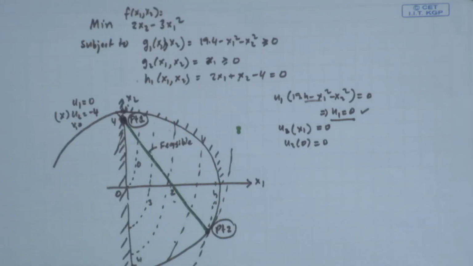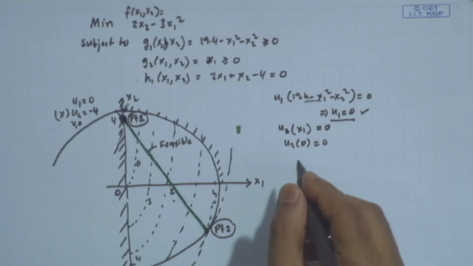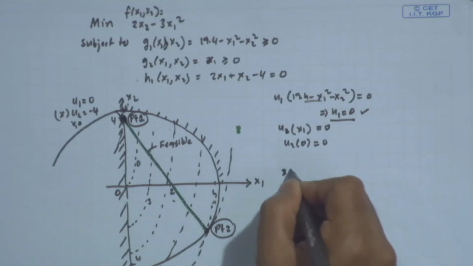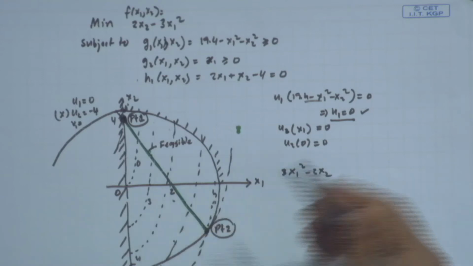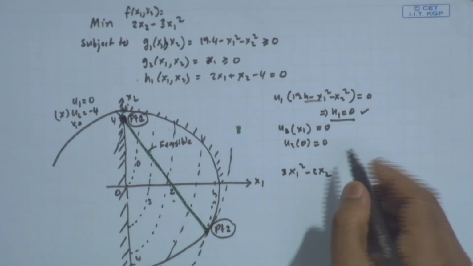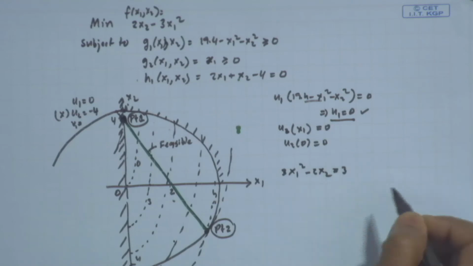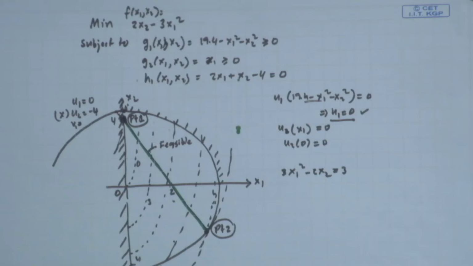Okay? Now, in order to find graphically which is the maximum point, you need to be able to draw the contour of the objective function. So what is the objective function? It's a parabola, right? It says 3x1 square minus 2x2. So in order to draw a contour, you have to assume some value. Let's say I assume a value of 3. And I want to draw the contour where every point on that line will have a value 3.